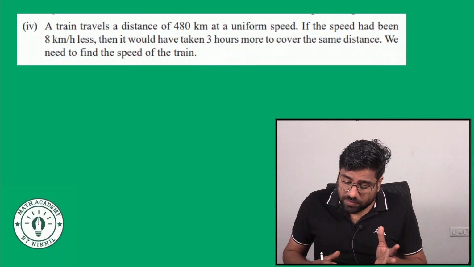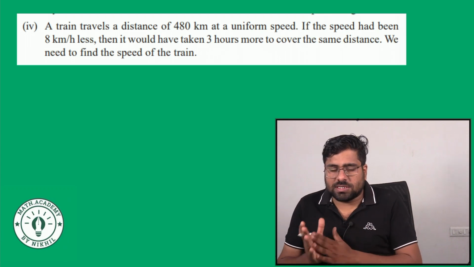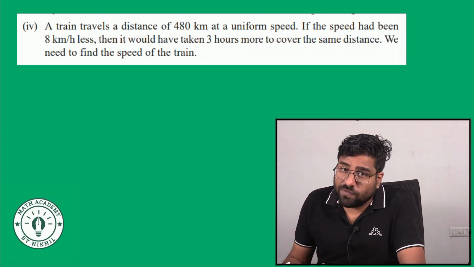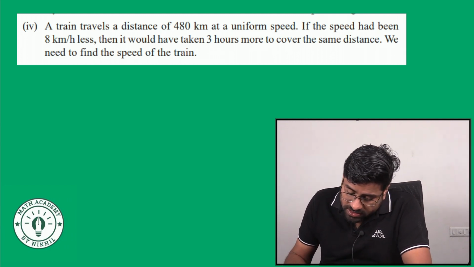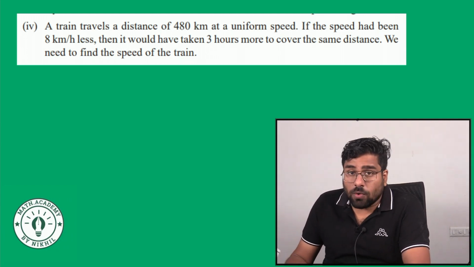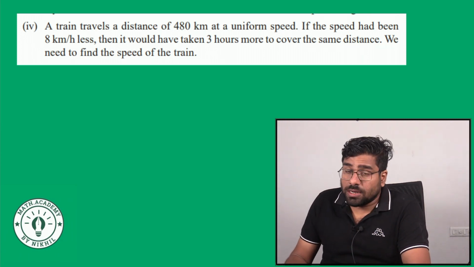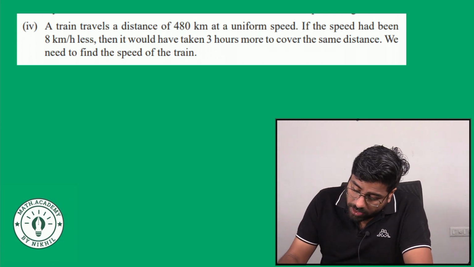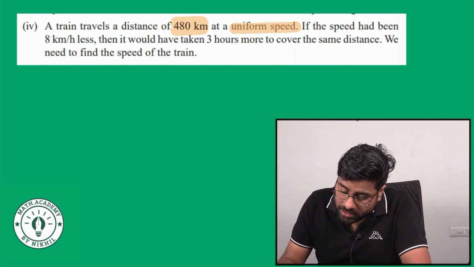Without any doubts, we have moved on to the next question, which is going to be a little bit involved in physics concept. This involves a little bit of physics also. Now let's see how to involve physics into it, right? For this, a train travels a distance of 480 km at a uniform speed. That means that a train travels a distance of 480 kilometers and at a uniform speed.